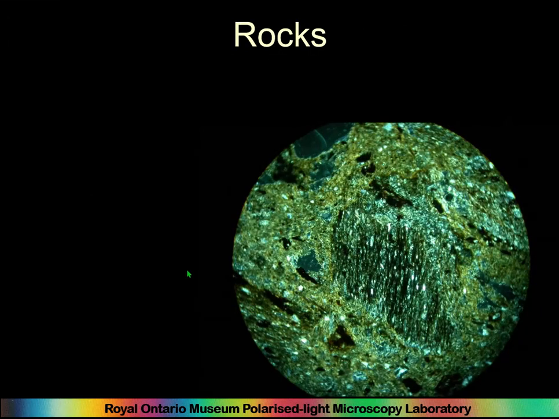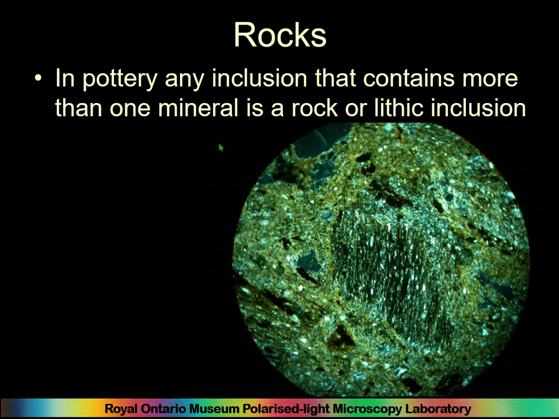So that will bring us to actually rocks, and we will be talking a bit about rocks. But in pottery, any inclusion that contains more than one mineral is a rock, or a lithic inclusion. So here you can see there's this inclusion, and it's got different minerals in it. So this is a rock.